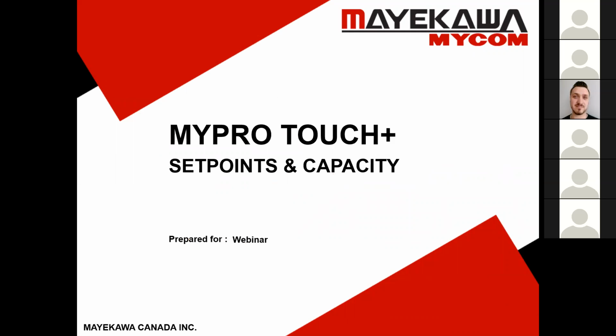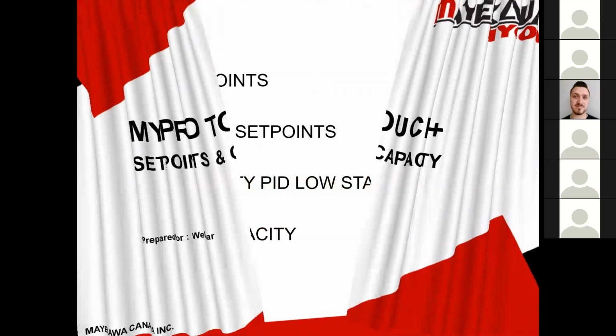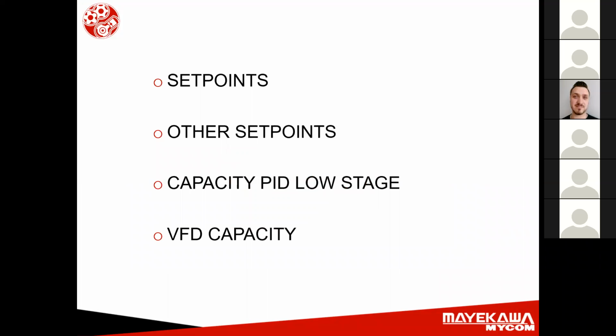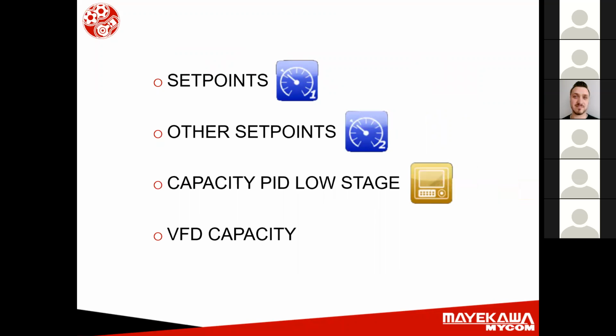Today, we're going to review the set points and capacity screens. We're going to look at 4 screens today: the set points page, other set points page, the capacity page, and the VFD capacity page. One quick note to keep in mind before we move on is, depending on the panel's program configuration, some of the items we discuss will not be available on all panels, such as VFD capacity and features we will discuss in other set points. Again, this is due to program configuration.